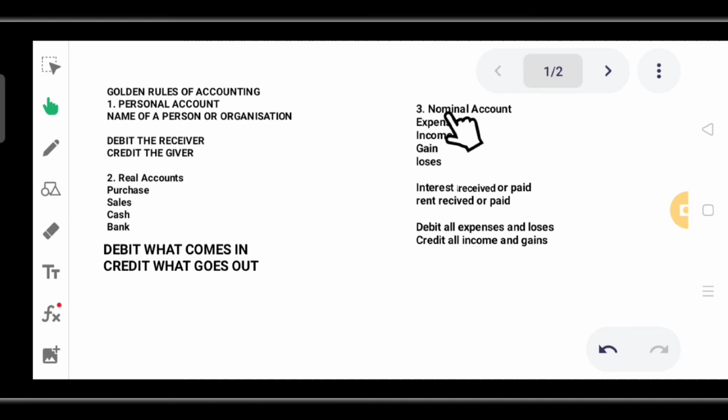So you can take down these notes or take a screenshot of it. These are the basic rules you have to remember whenever you're solving an accounting journal entry. With a small example we will look at how to apply these rules.